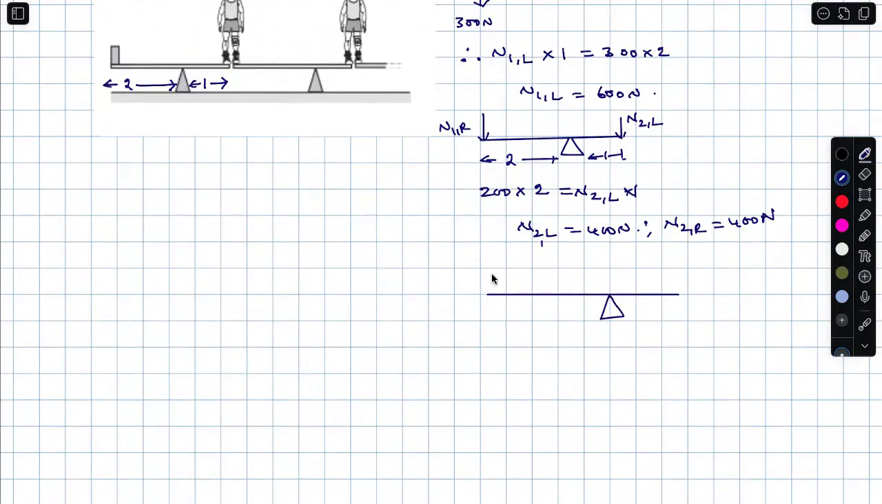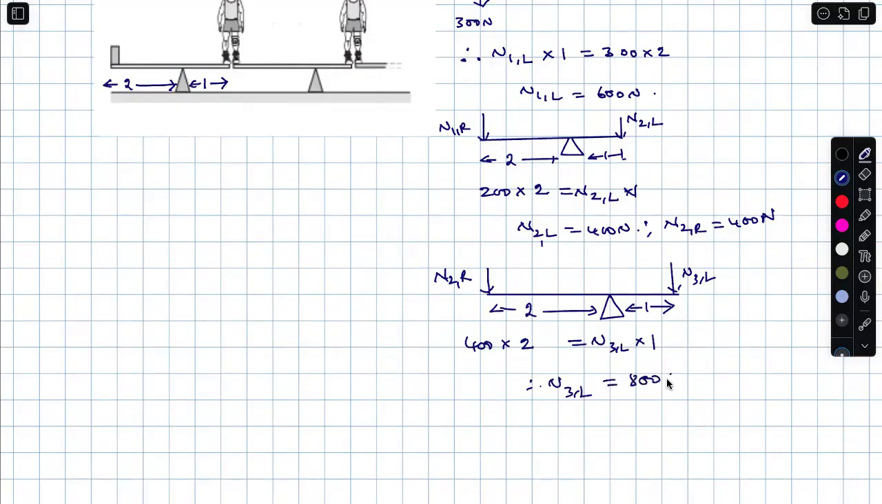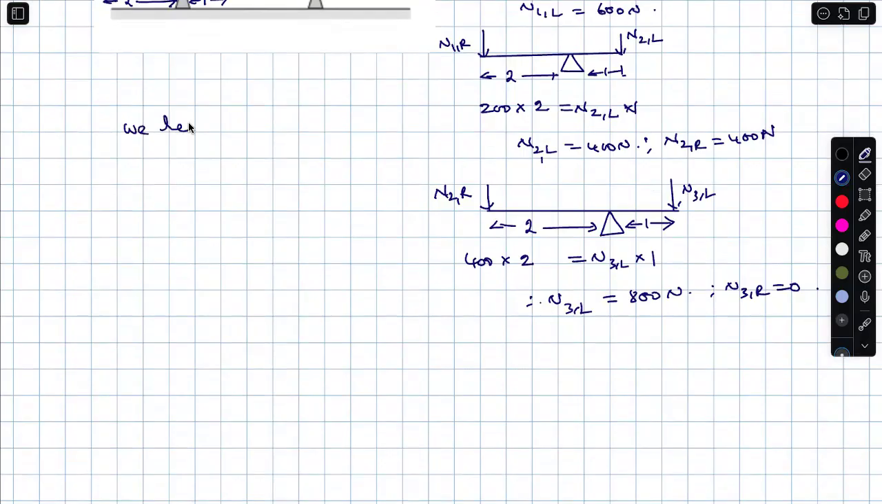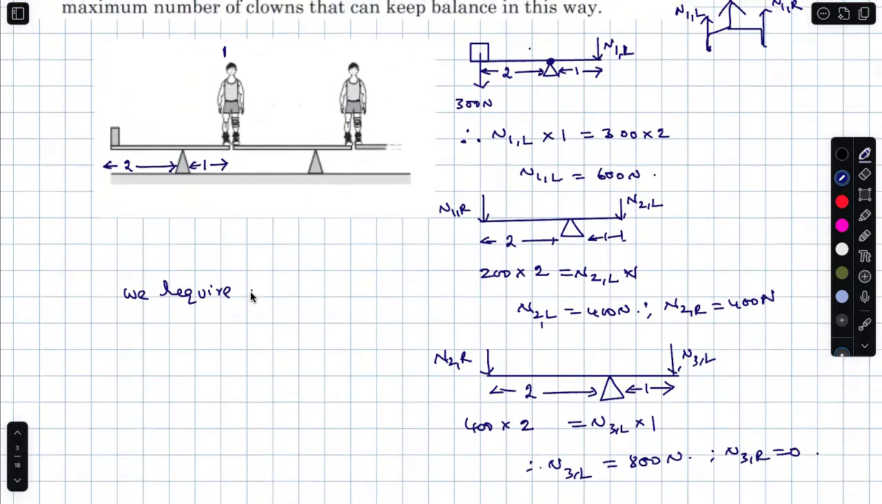Now you go for the next situation. Here is your fulcrum. Here is your N2R. Here is your N3L. This will be 2 and this will be 1, which means 400 into 2 is N3L into 1, which implies N3L is equal to 800 Newtons. Therefore, N3R is equal to 0. So you require 3 clowns totally. How many? 3 clowns totally.